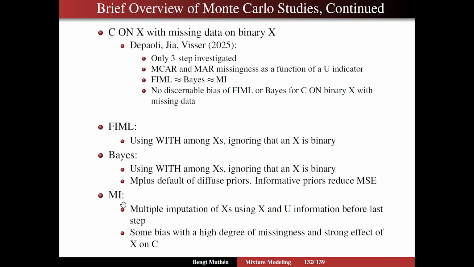Multiple imputation, using X missing on X, using X and U information, so latent class information, which is what we did. We also used distal outcome information, so that's a little bit different. Some bias with a high degree of missingness was found, with strong effect when you have strong effects of X on C.